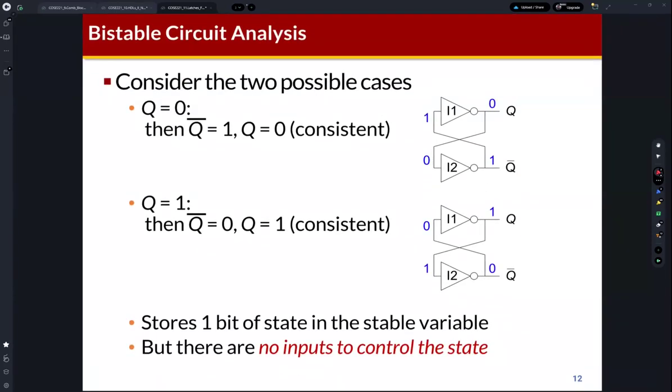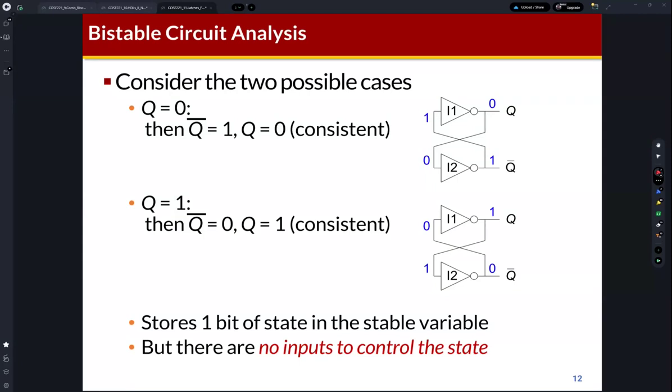But what's the problem of this bistable circuit? The problem is, I mentioned that the initial value is maintained, but we cannot control this initial value. So it's actually unknown. In simulation, it's unknown. The initial value is unknown because there is no input.